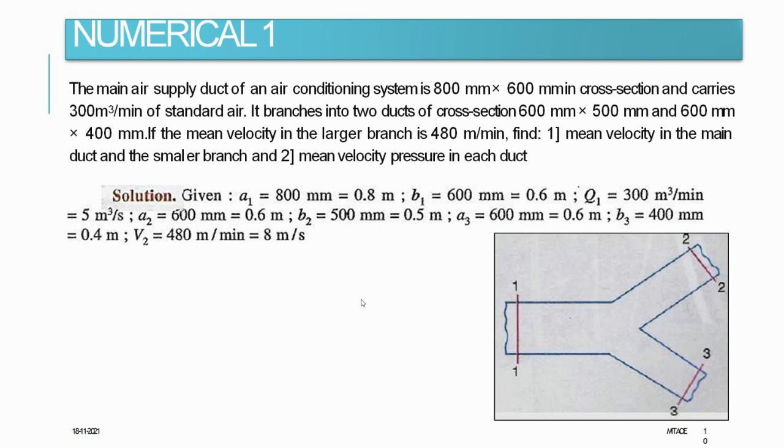Q1 is given as 300 meter cube per minute. Q1 is what? The flow rate of air. So we will convert it into meter cube per second. 300 divided by 60, we will get 5 meter cube per second. Similarly, we have A2, B2, and A3, B3 as well.